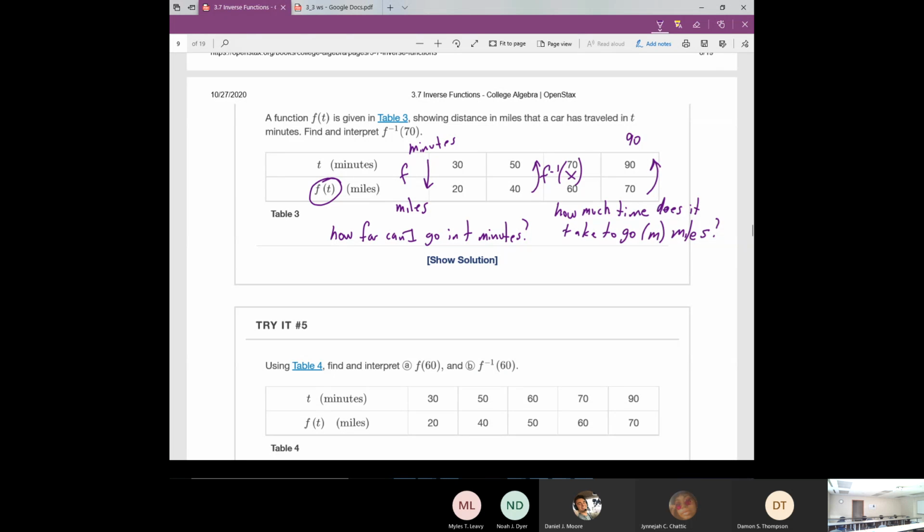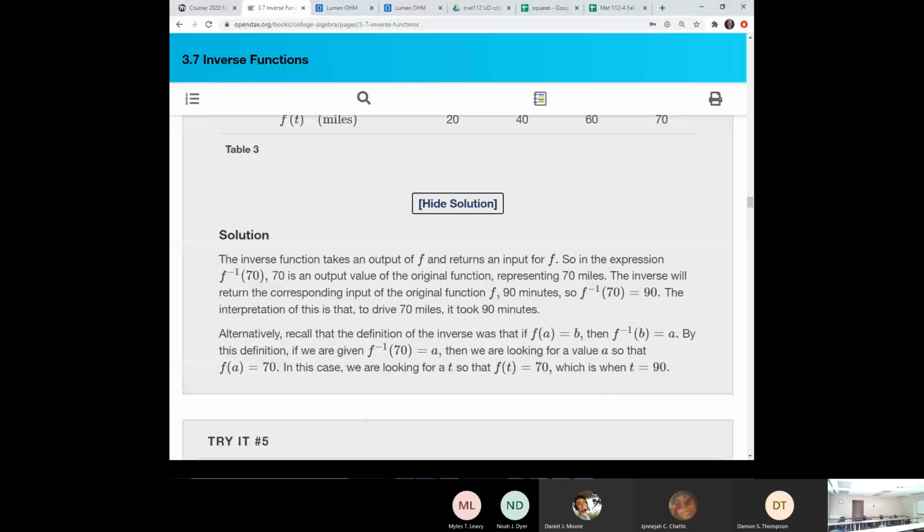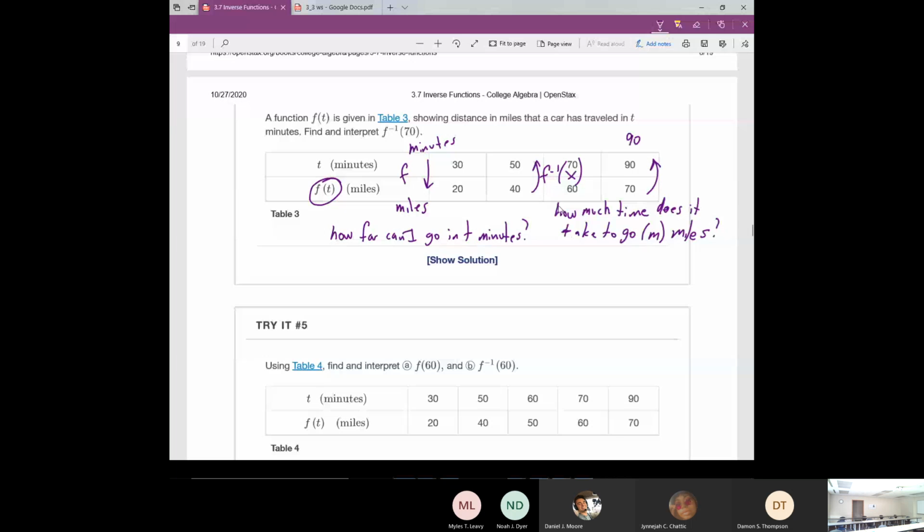If it helps, when you think of these word problems, put it in a word question. How far can I go in so many minutes? The inverse is, okay, how many minutes does it take if I have gone this many miles? And I'll get the inverse. So now let's look at that worksheet given a table.